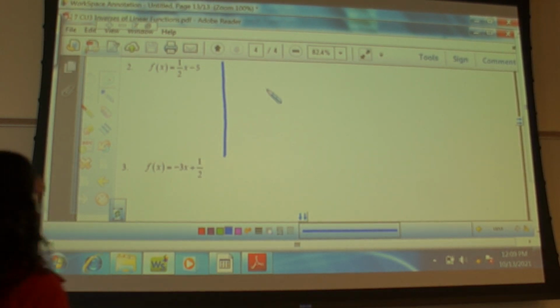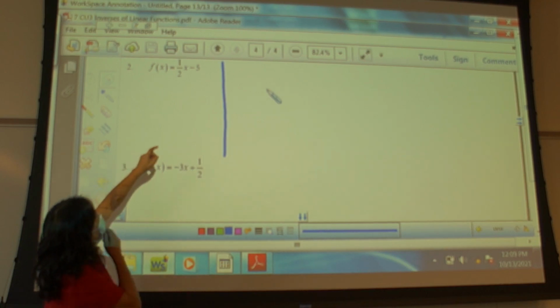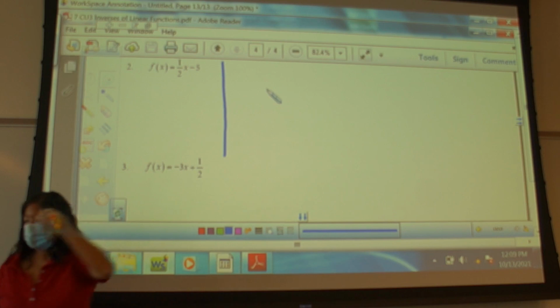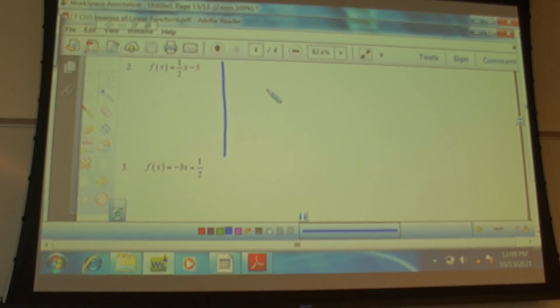So the first one, again, you have to undo in the opposite order. So you'll undo the -5 first.